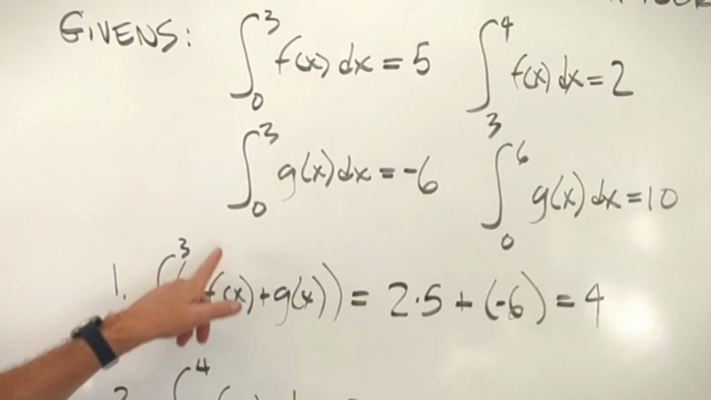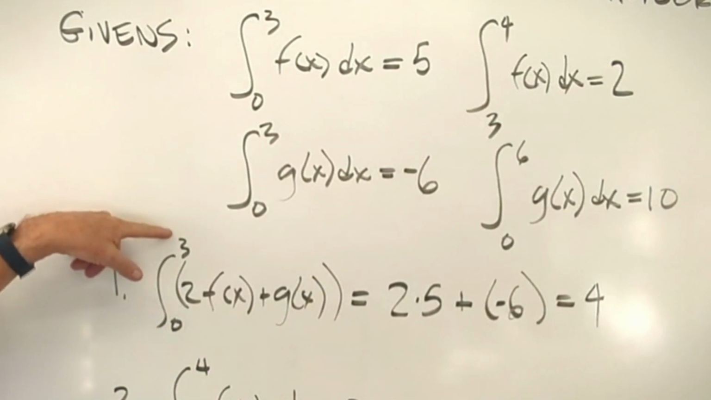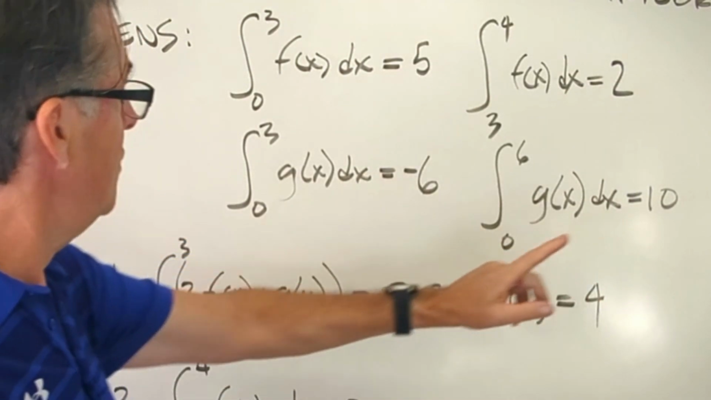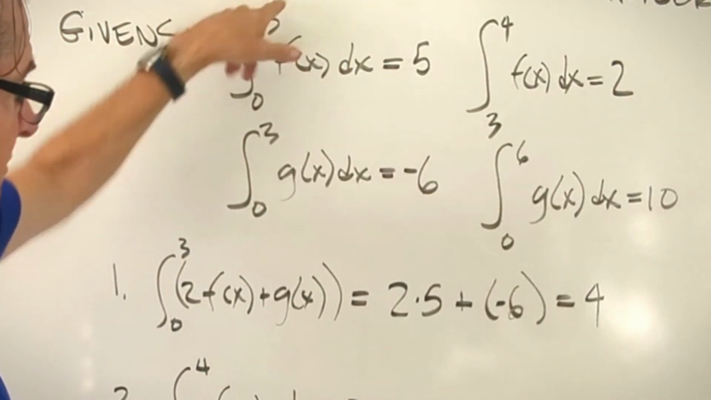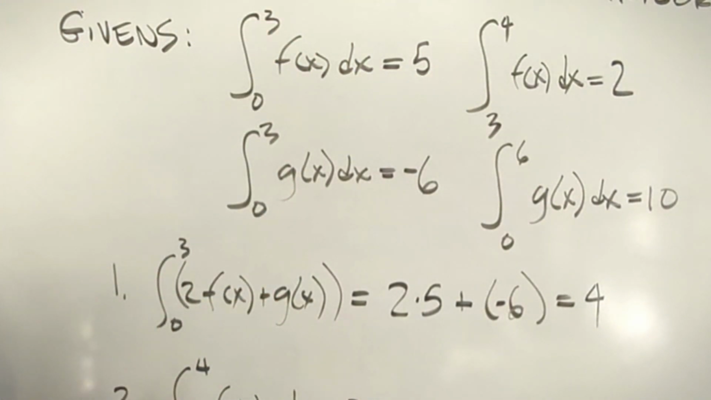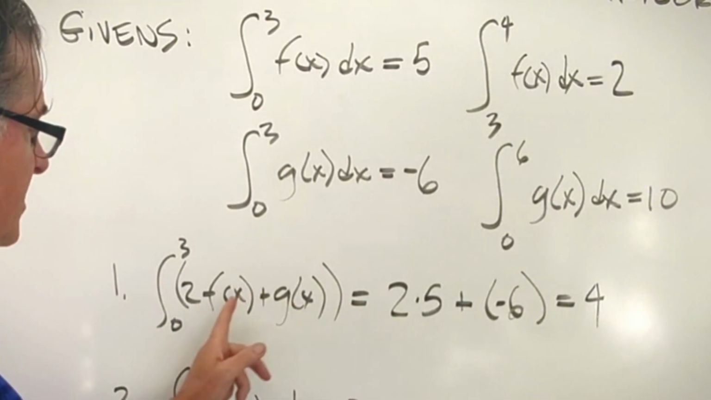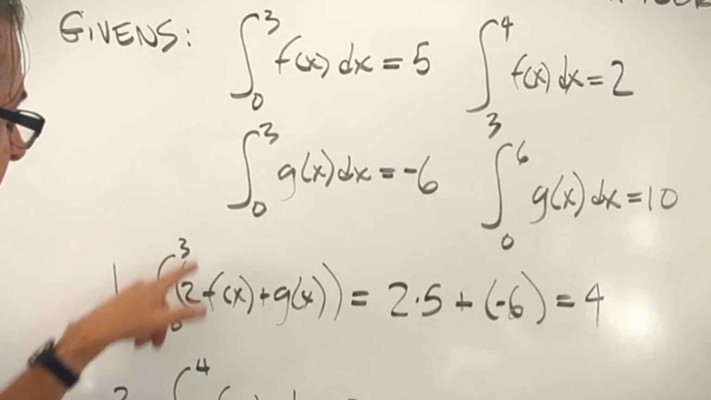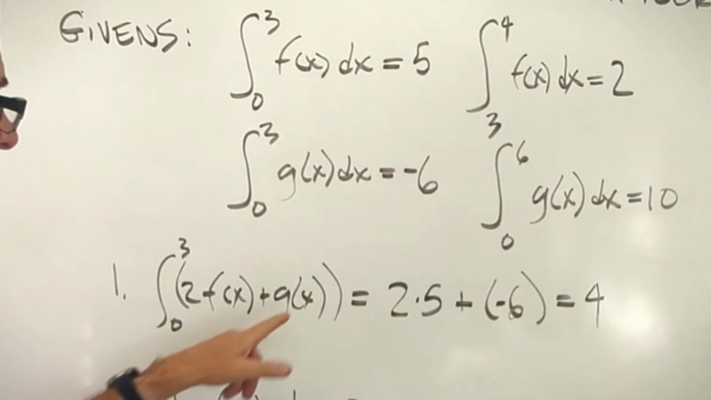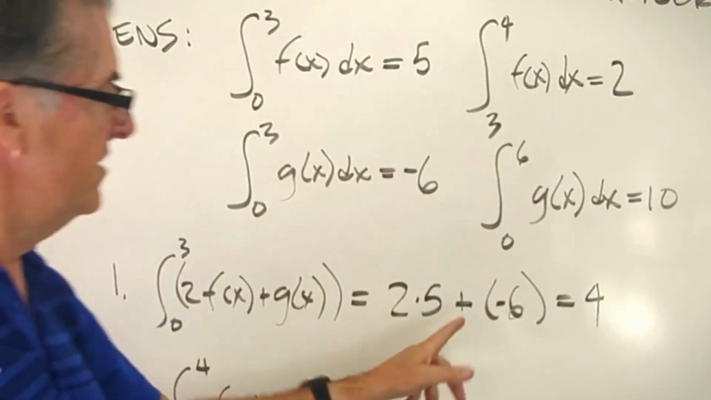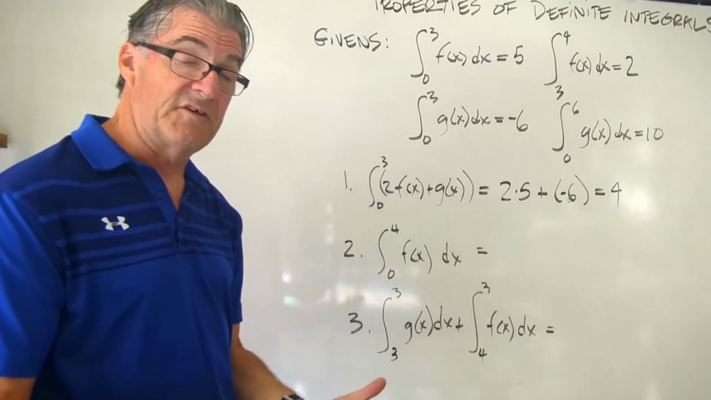So I can pull my 2 out. I'm going to evaluate first off. Notice how the interval is 0 to 3. And we do have some results here that go from 0 to 3, for g of x 0 to 3 and for f of x 0 to 3. So that's what's going to allow us to do what we're doing here. So I pull my 2 out. And I have 2 times the integral of f of x from 0 to 3, which is 5. So that's 2 times 5 plus, and then the integral of g of x from 0 to 3 is just right there. So it's plus negative 6. 2 times 5 is 10, minus 6 is 4. So that's our result for that one.